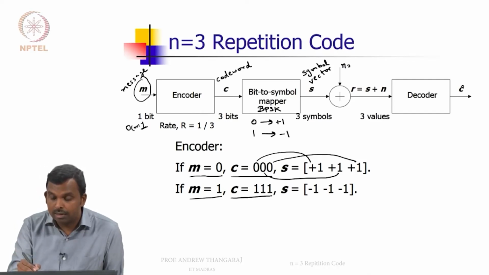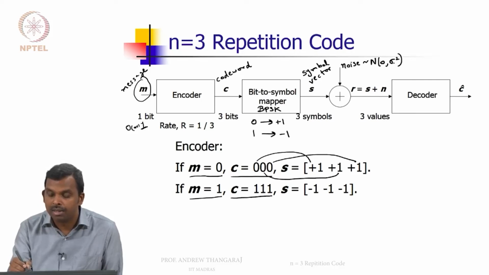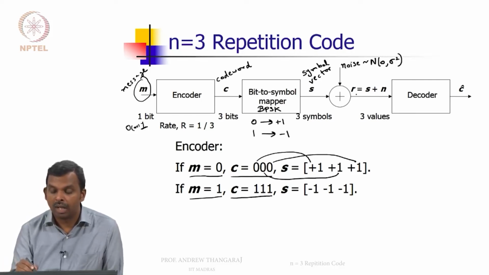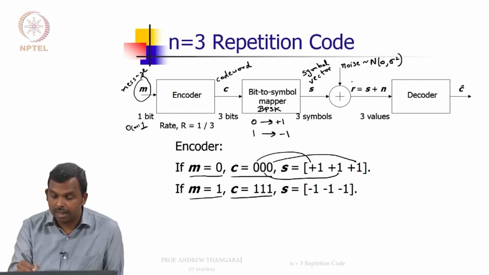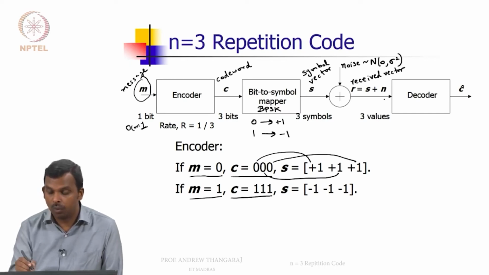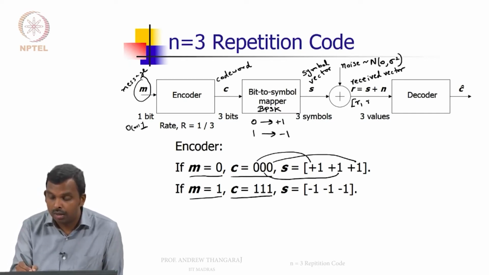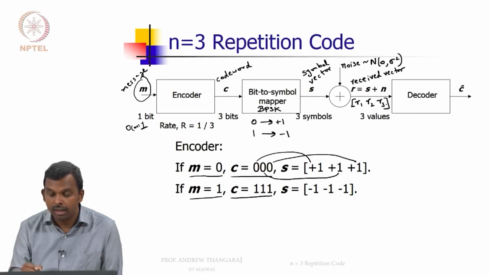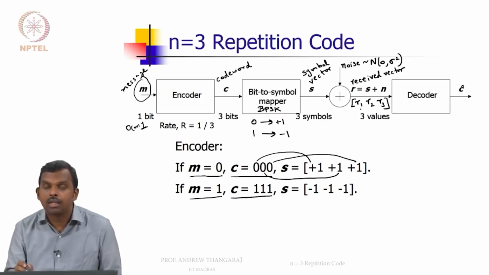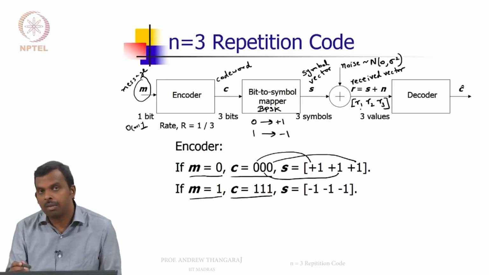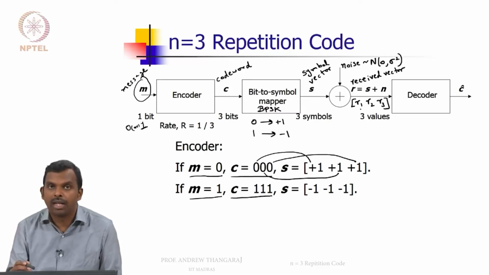And then of course, you have noise. Like I said, it's normal with mean 0 and variance sigma squared, so it's a Gaussian distributed random variable. You have your received vector as S plus n. So, there will be 3 received values here, R1, R2, R3. Because of the noise, R1, R2, R3 could be any value. It could be 1.1, -0.8, -1.1 like we saw before. So, you will have all sorts of values here.